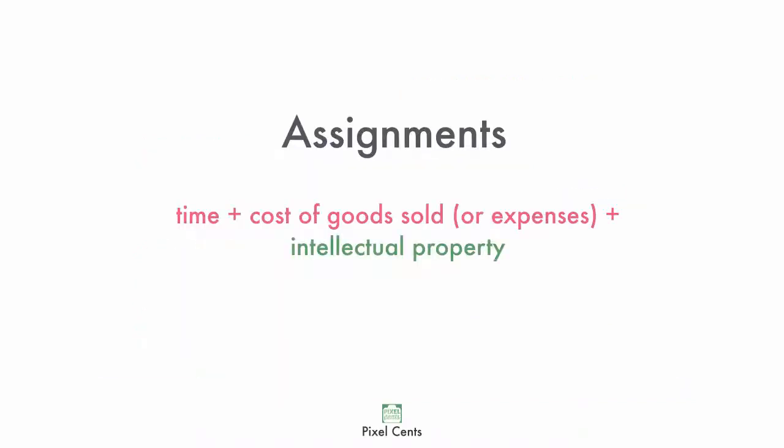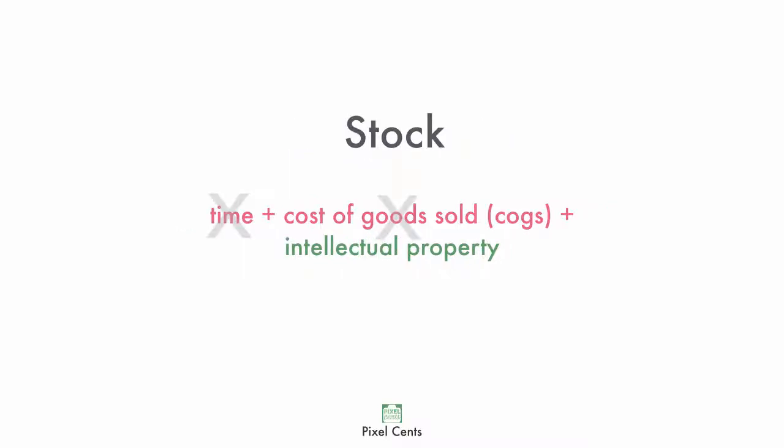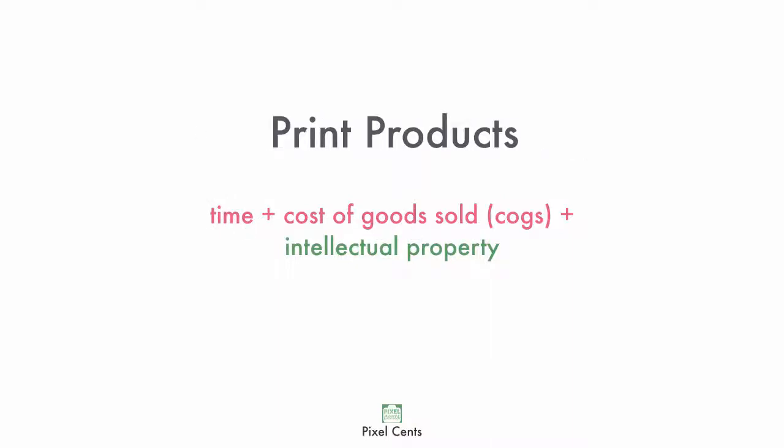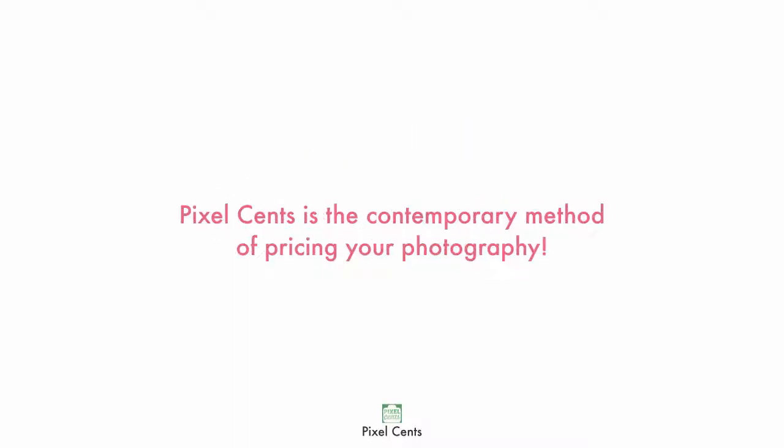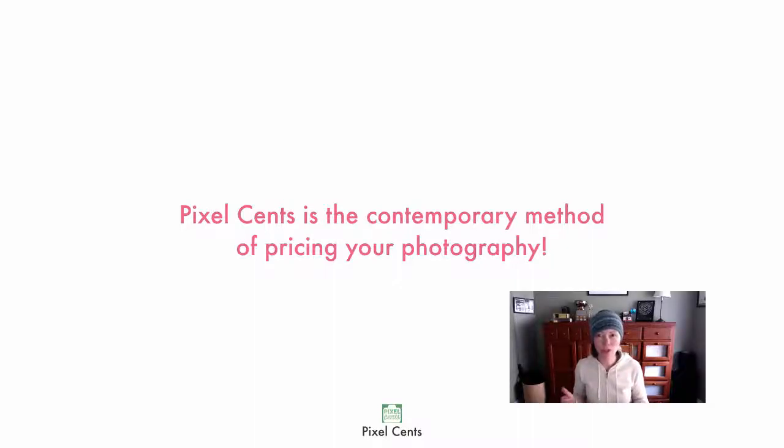So you can see now how the formula will work for your assignments: time, cost of goods sold, or expenses, plus your intellectual property. It works for stock. There's no time, no cost of goods sold with stock, so you're just left with your intellectual property, commercial licensing, print products, digital files, everything. PixelSense is the contemporary method of pricing your photography. And for all those wedding and portrait photographers out there who sometimes get a commercial job, maybe 1 or 2 commercial jobs a year, now they understand how to price their photos or that job or whatever it is. It's the same for every single job.